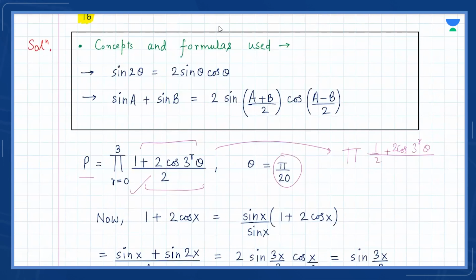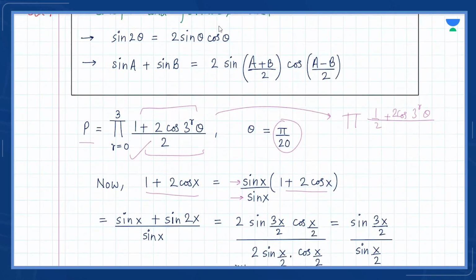Now 1 + 2 cos x can clearly be written as (1 + 2 cos x) into sin x upon sin x. So basically we are multiplying and dividing by the same quantity, sin x. Now when you open this up, sin x into 1 gives us sin x, and 2 sin x cos x becomes sin 2x. And of course in the denominator we still have sin x only.